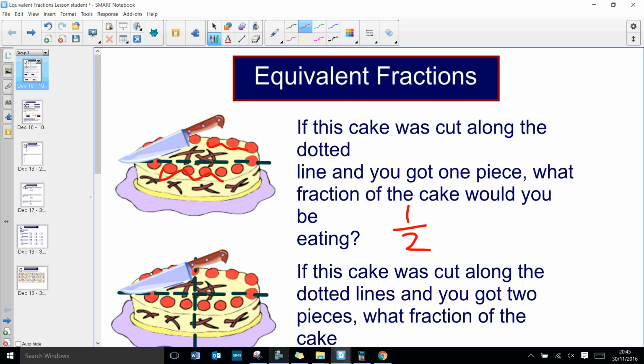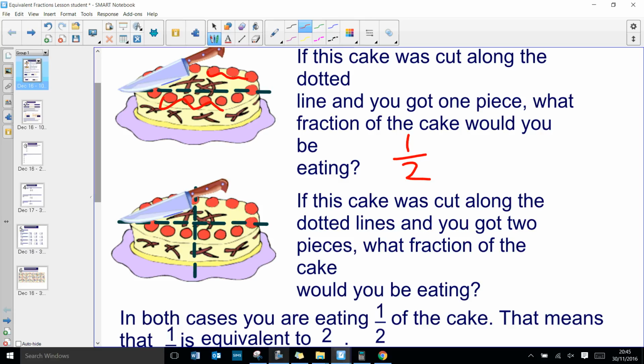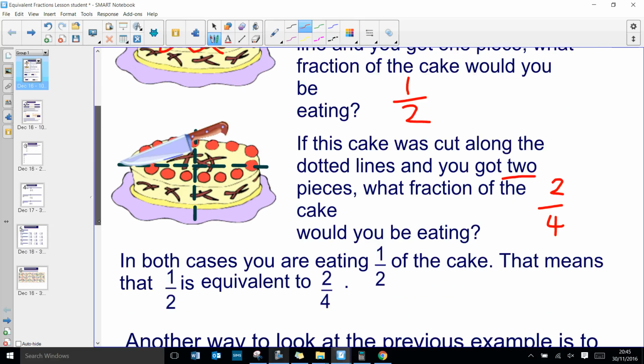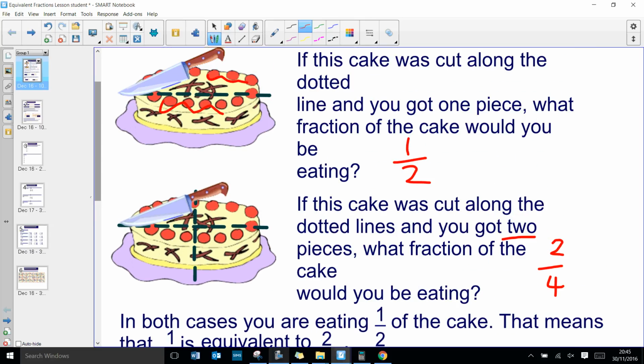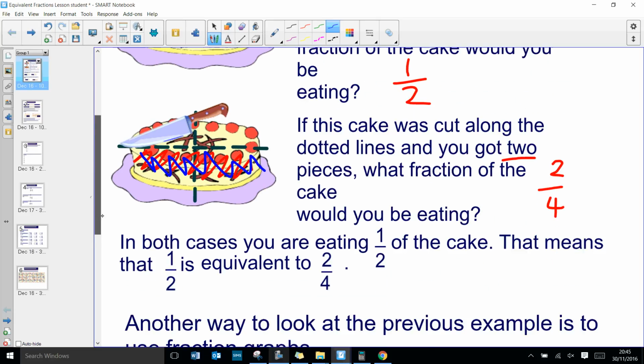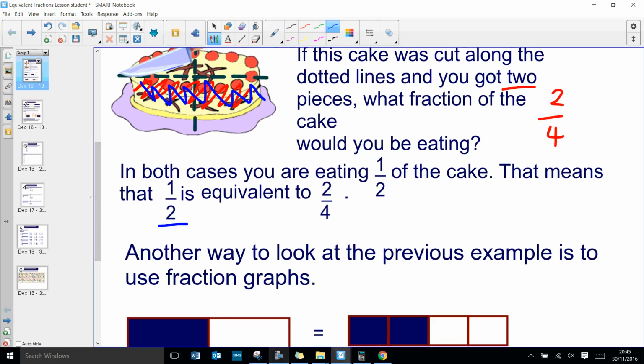The same cake is now cut an extra way across, so now it's cut into 4 equal portions, and they're saying that you're going to eat 2 of them, so that would be 2/4. Now, as we can see, if we're eating 1/2 or 2/4, that's actually the same portion of the cake, which means that 1/2 is equivalent to 2/4.